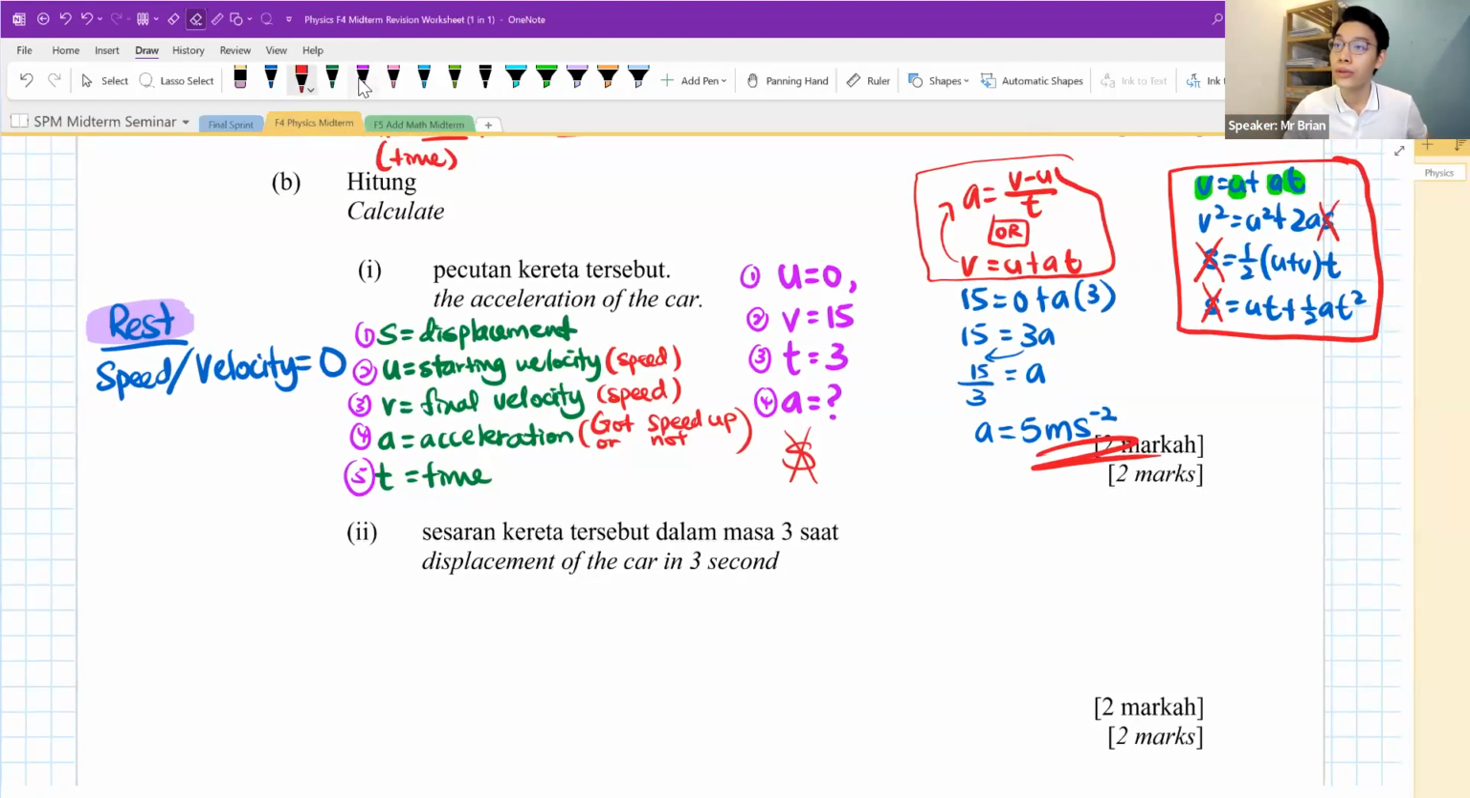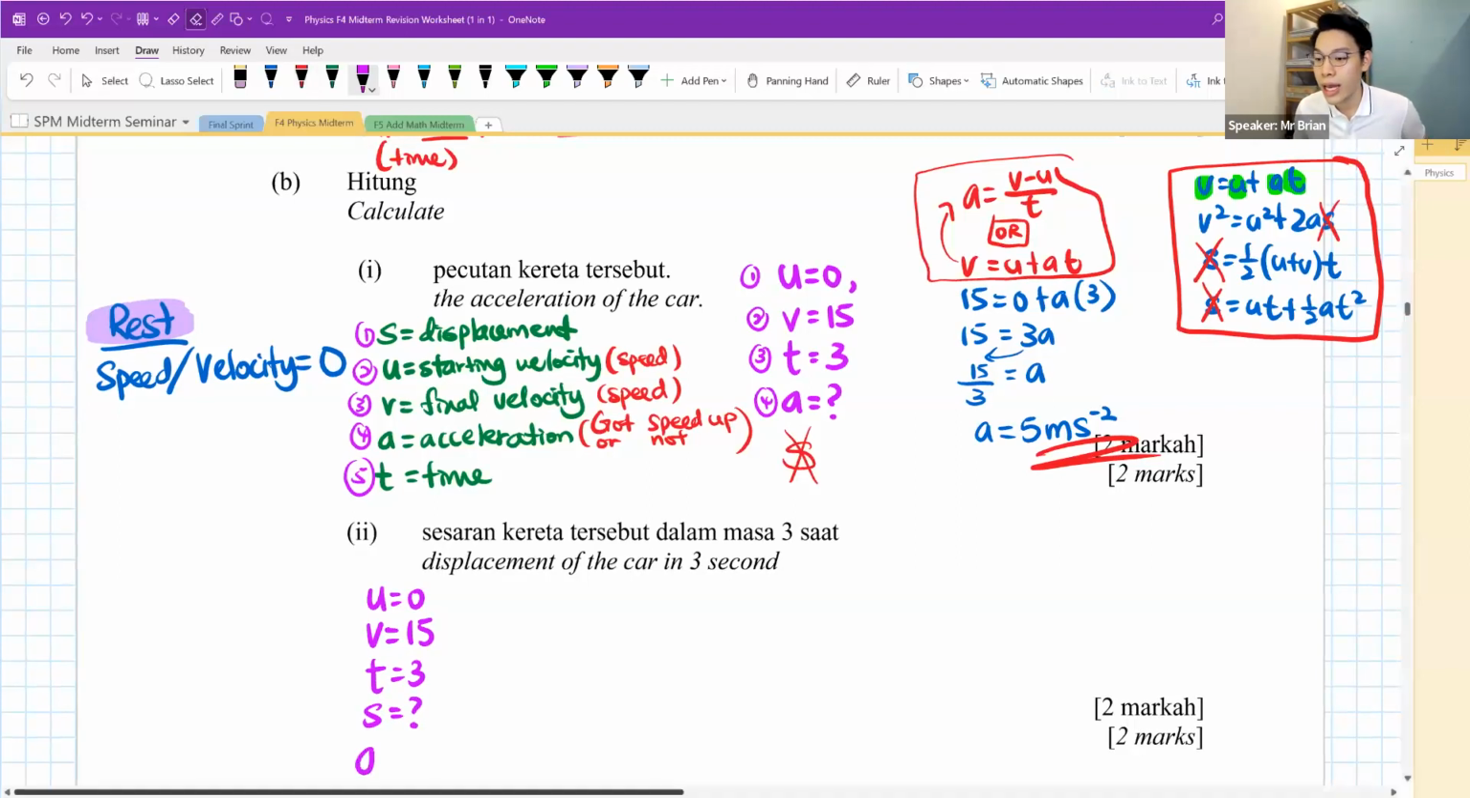Let's look at number 2. So we have all of the same information, right? U is 0, V is 15, the time is 3. We even know the A, but the displacement is what I'm looking for. And I know that A, which I just calculated, is 5 meters per second squared.